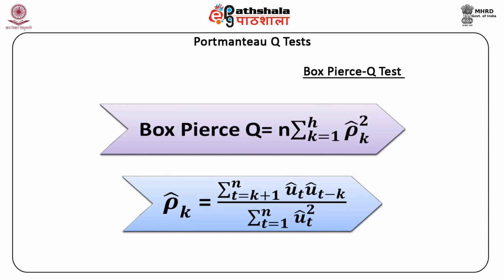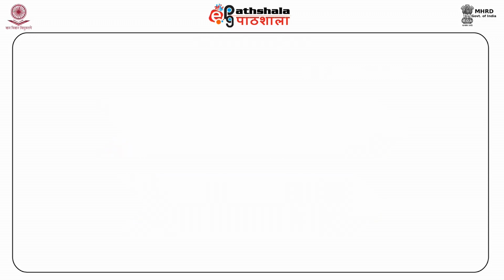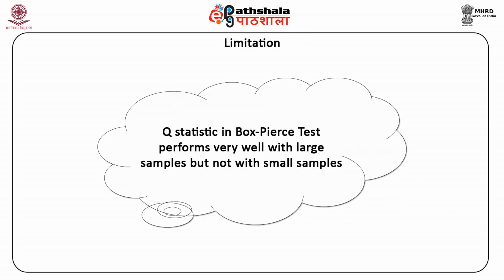So in this case, if residuals are white noise, the Q statistic follows a chi-square distribution with h degrees of freedom. Let us understand the limitations. It has been found that this Q statistic in Box-Pierce test performs very well with large samples, but not with small samples.